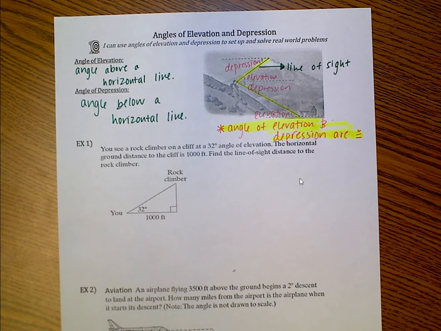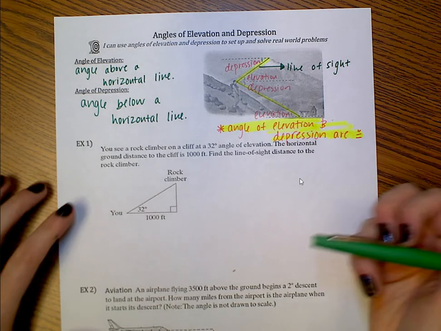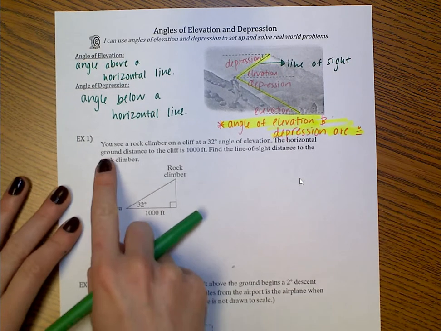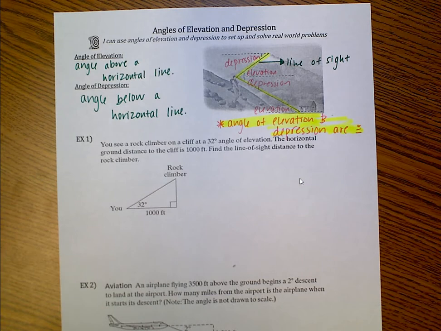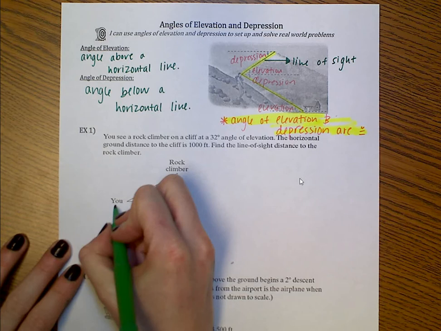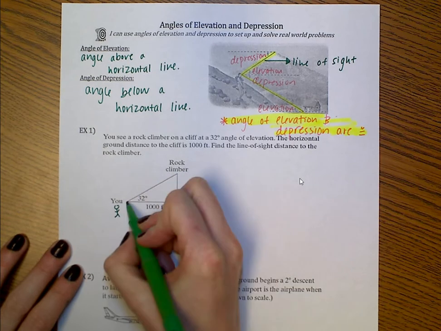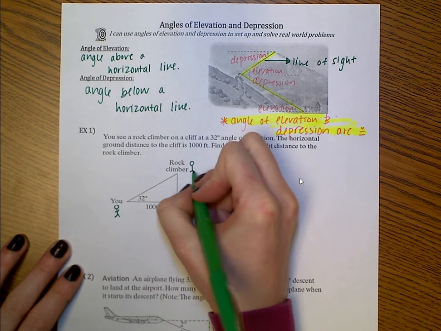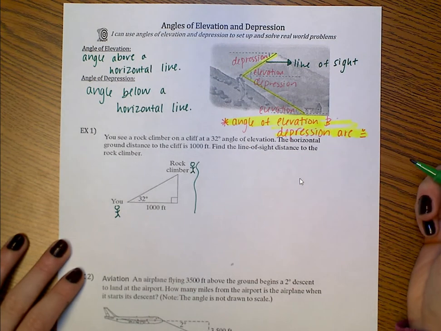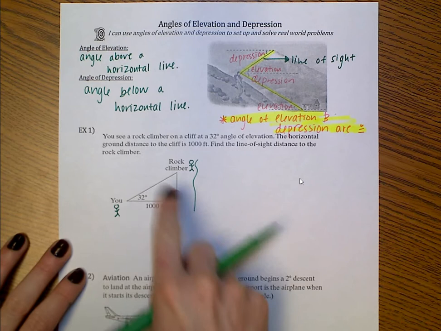Okay, so let's put this into play. The first two examples are not too terrible because they give you the picture already. So let's read the first one. It says, you see a rock climber on a cliff at a 32-degree angle of depression. Okay, so here's you. You're looking up at a rock climber here on a cliff. I'm a really good artist, as you can already tell. You look up, so that's an angle of elevation.